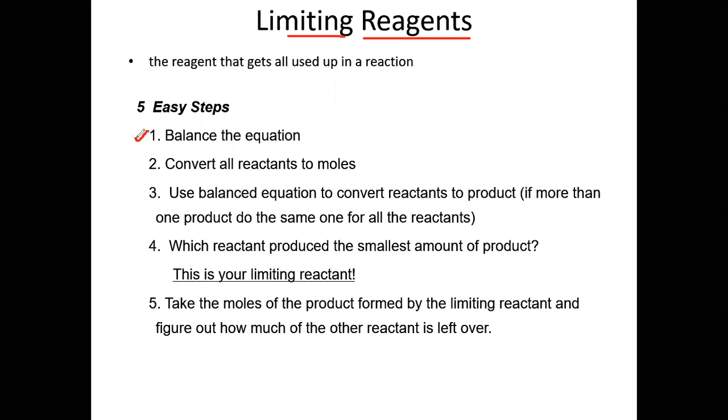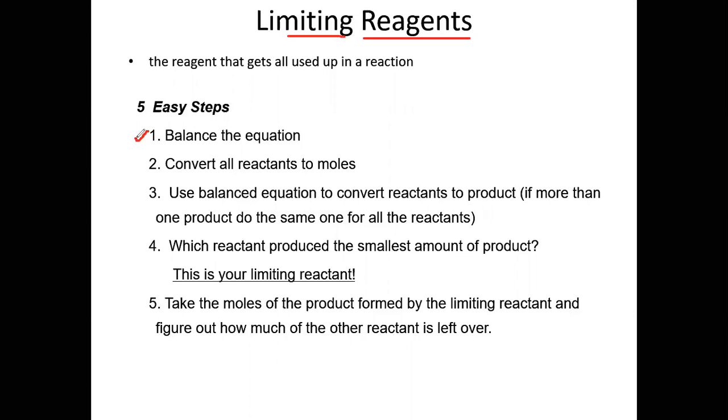Now, if it tells us a product, then we pick that product. If it doesn't tell us a product, then we can pick one of the products, just be consistent with both reactants. And then once we determine the moles of product produced by each reactant, the one that produces the smallest amount of product is our limiting reactant. So then we take the moles of product produced by the limiting reactant and convert it to grams to get what's called the theoretical yield.